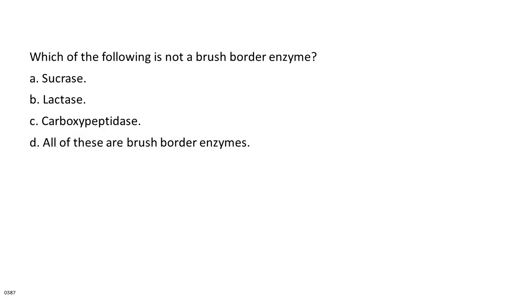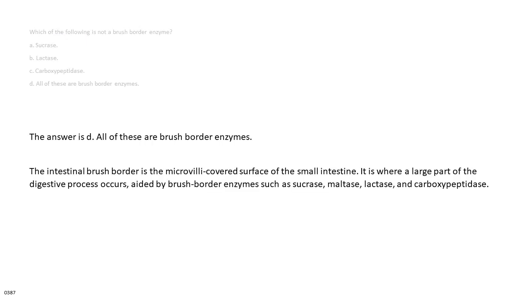Which of the following is not a brush border enzyme? A. Sucrase. B. Lactase. C. Carboxypeptidase. D. All of these are brush border enzymes. The answer is D. All of these are brush border enzymes.